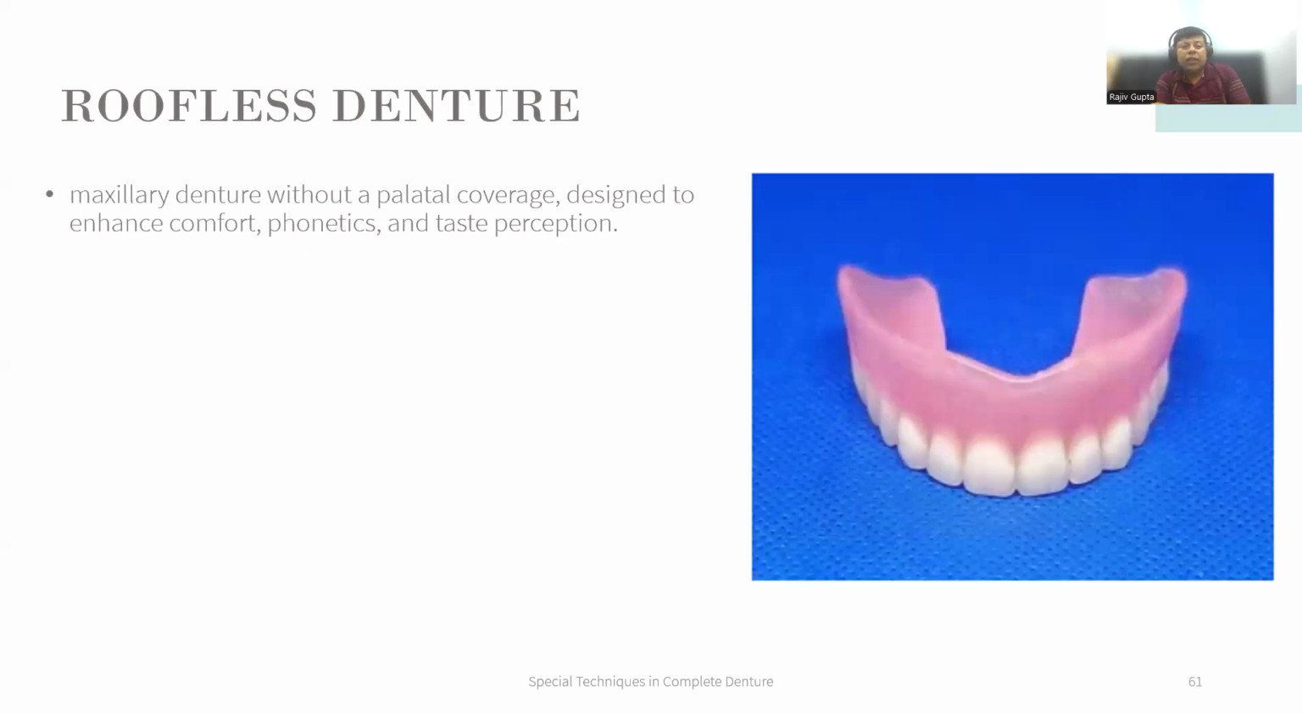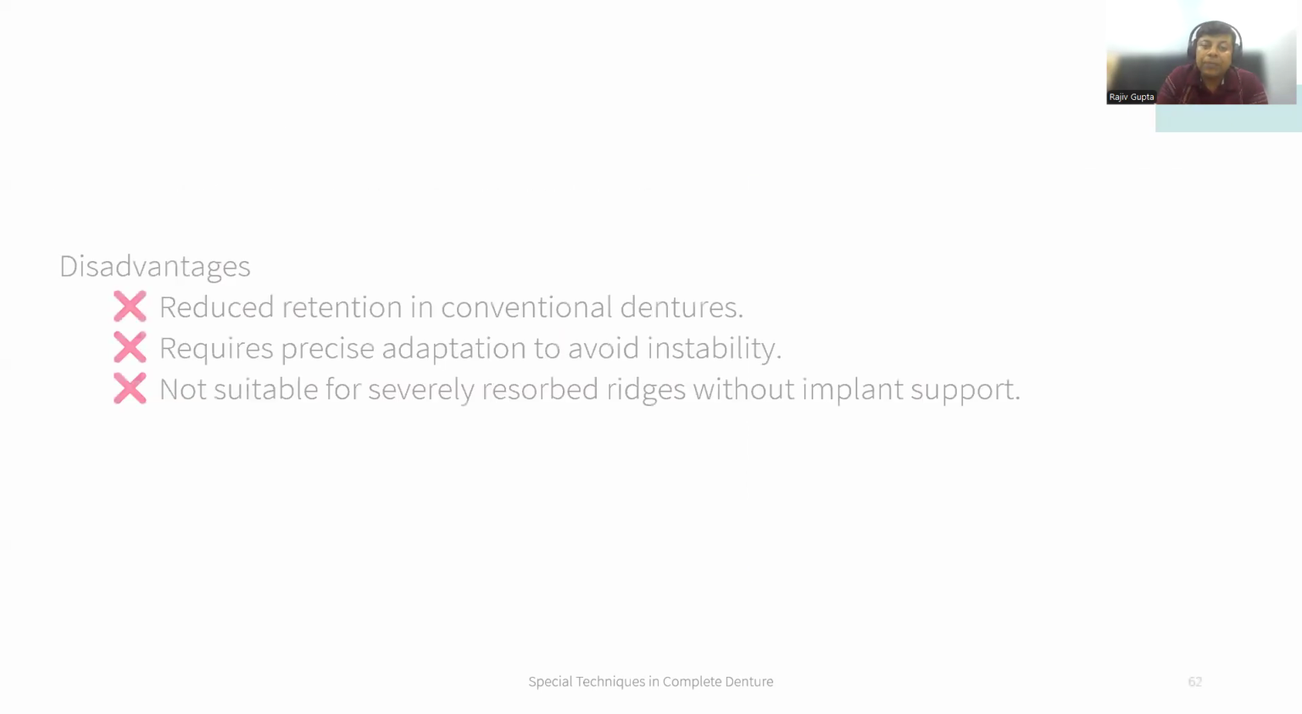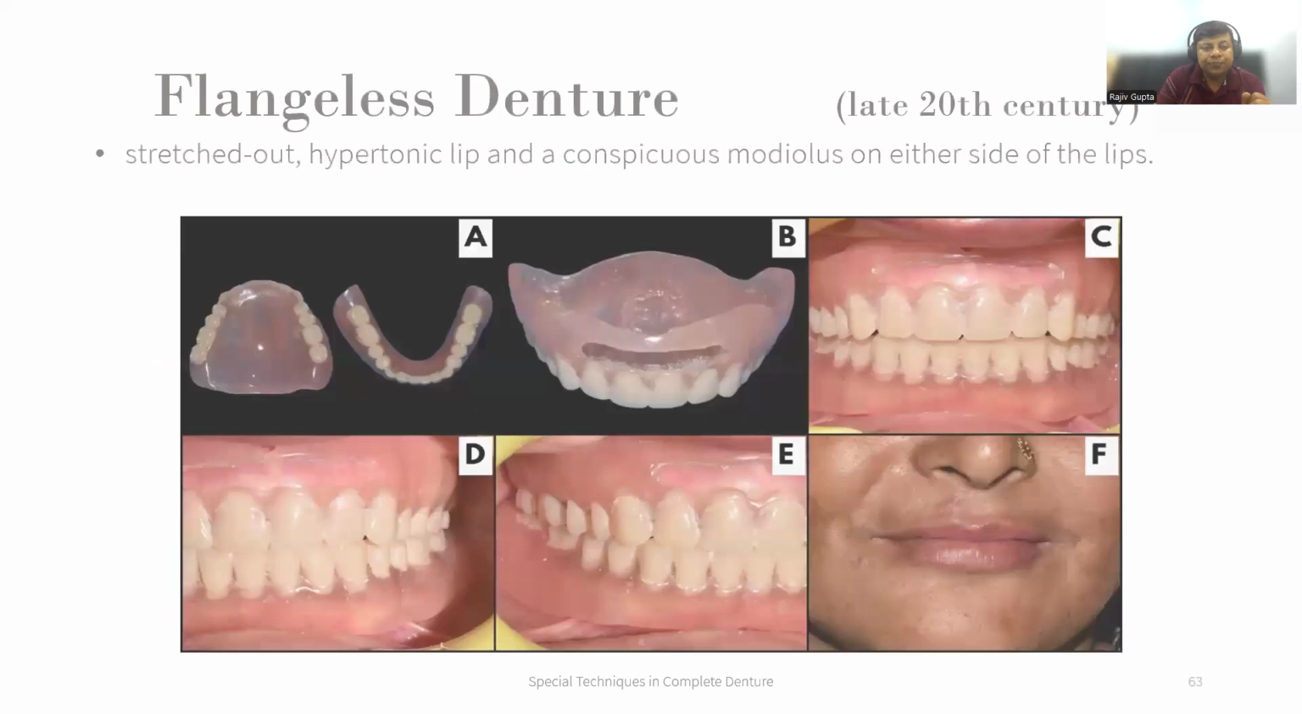Another special condition is the roofless denture, a maxillary denture without palatal coverage, which is designed to enhance comfort, phonetics, and taste perception. But the biggest disadvantage with this kind of denture is that it has reduced retention because we do not have full coverage. We are not getting the right vacuum. We are not getting the right extensions into the vestibule. So definitely the retention and the stability will be compromised. So it is not suitable for very resorbed ridges without implant support. Most of the time we see this design when we have other mechanical retention and we are not relying on the conventional retention from the impressions.